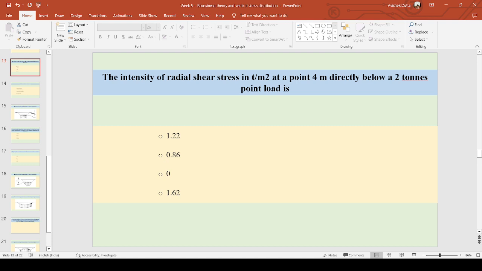The intensity of radial shear stress in ton per meter square at a point 4 meter directly below a 2 tons point load is 1.22, 0.86, 0, and 1.62. Next question.